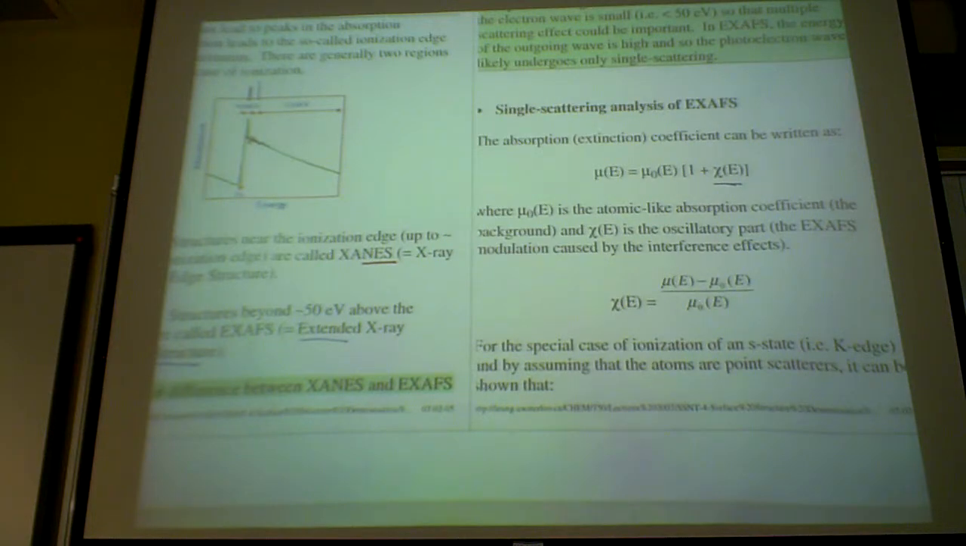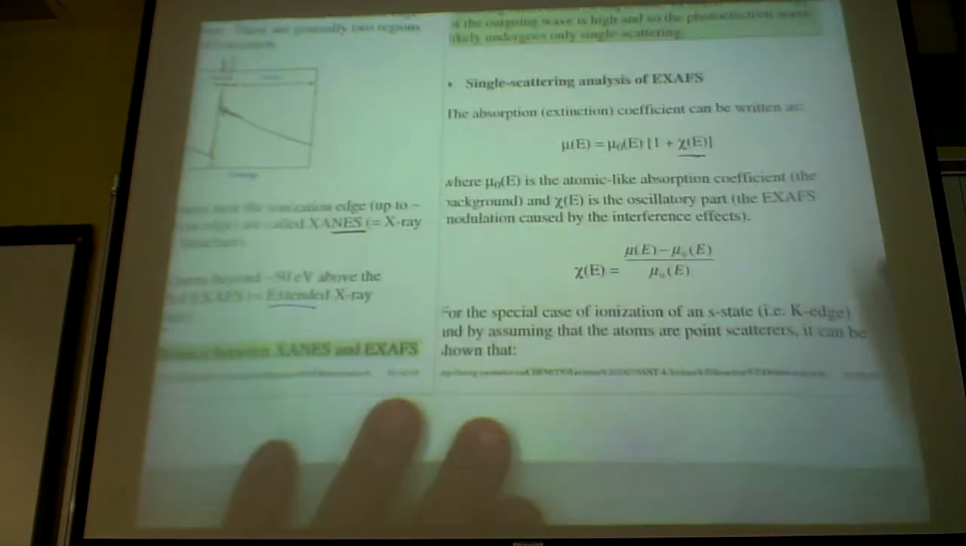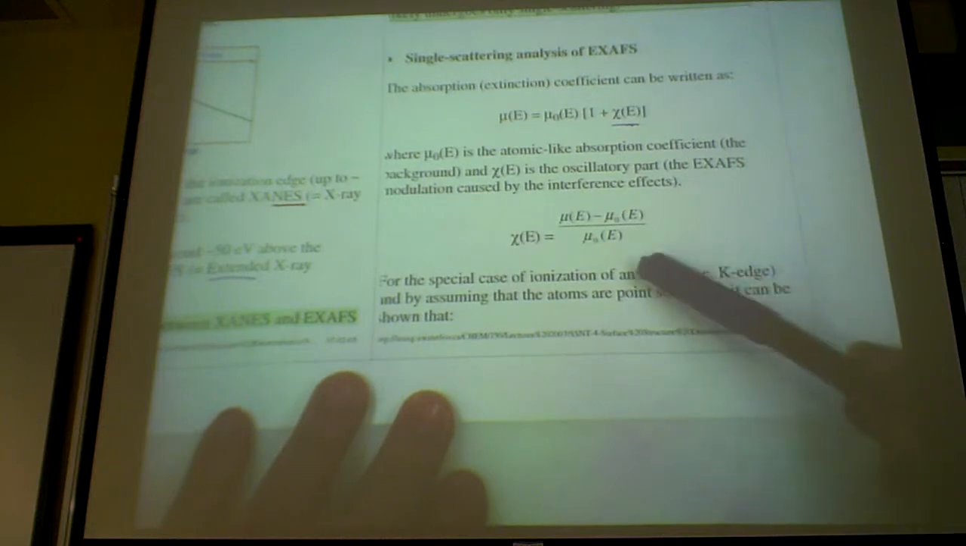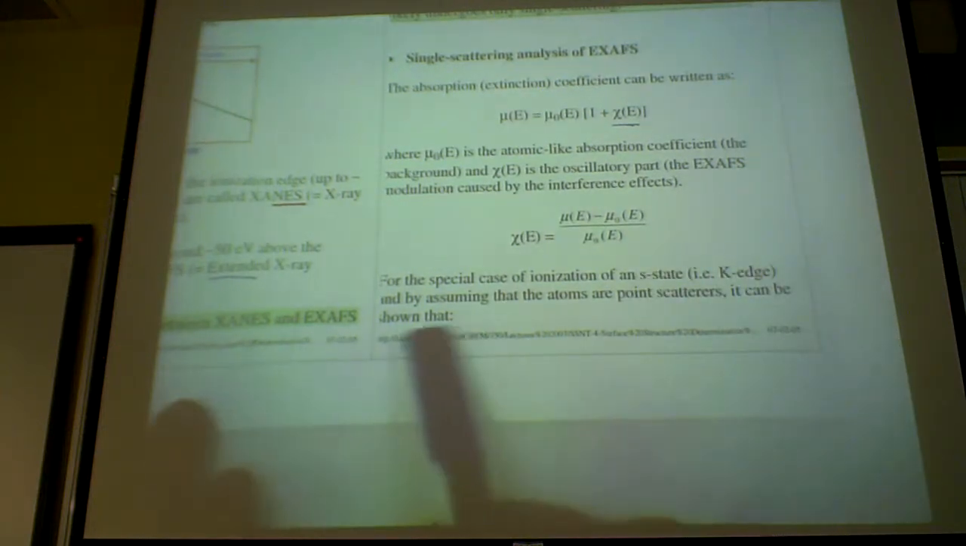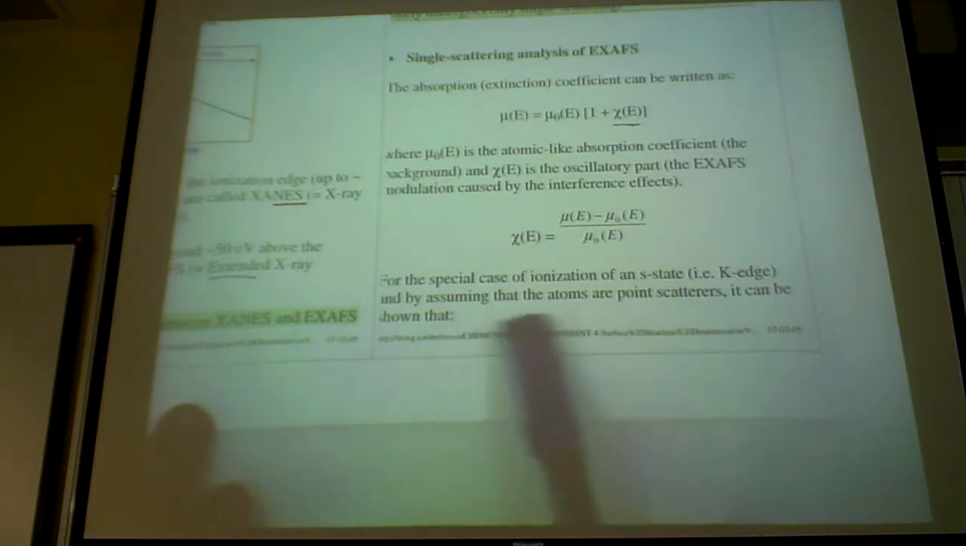Okay? And so let's look at, in most cases, people compare ionization of an S state. So you ionize an S electron, right? And in the jargon of X-ray absorption spectroscopy, this is called the K edge. We'll come to that later. And then we'll look at the scattering.